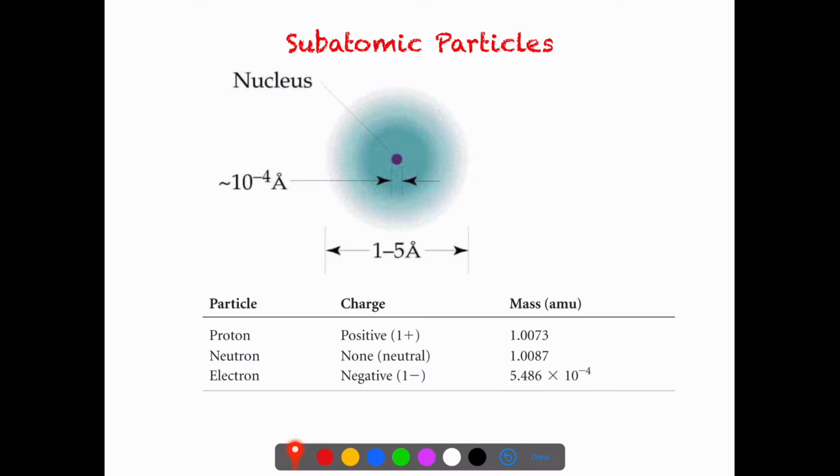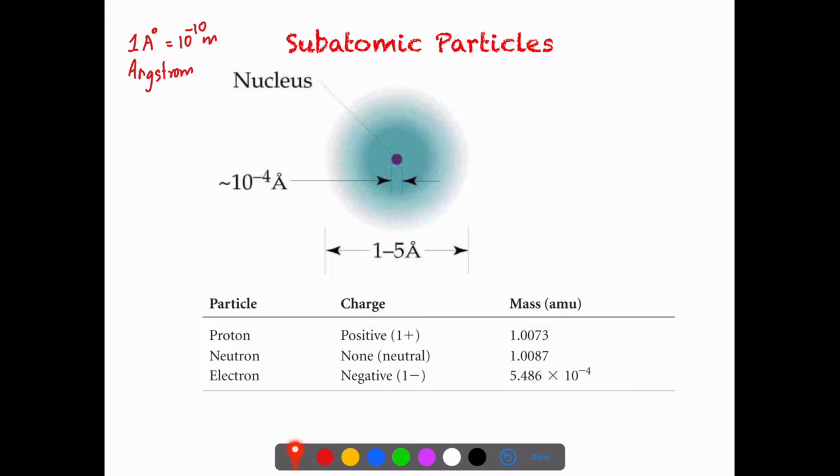The typical size of an atom is about 1 to 5 angstroms. That's the diameter. An angstrom is 10 to the negative 10 meters. So it's incredibly small. Atoms are incredibly small. And the nucleus is even smaller, at least 10,000 times smaller than the size of atoms.